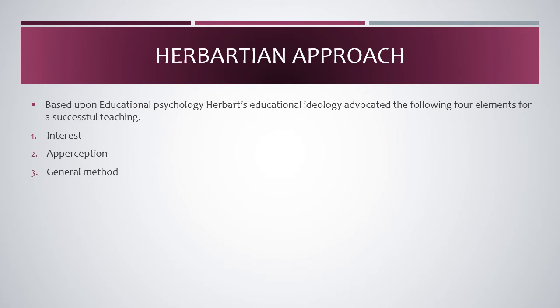Then general method. Learning activity occurs in a definite sequence. Hence, the activities of the unit should be arranged in a definite sequence and in a logical order. Then correlation. Knowledge is one unit and all the subjects should be studied after correlating each other in the form of one unit. All the subjects of the curriculum should be taught by correlating them with history.